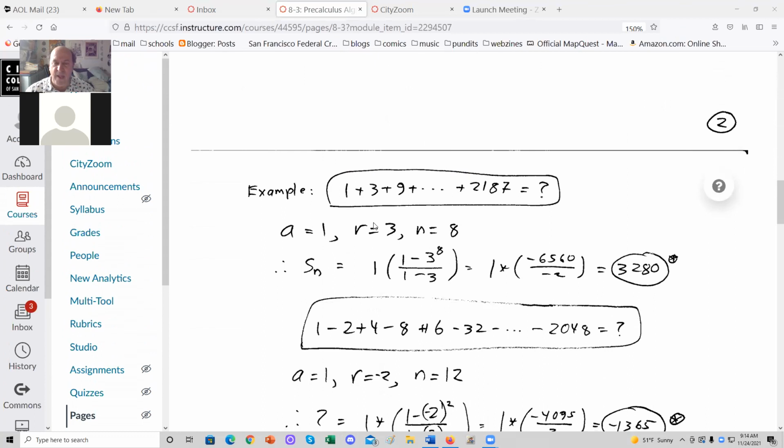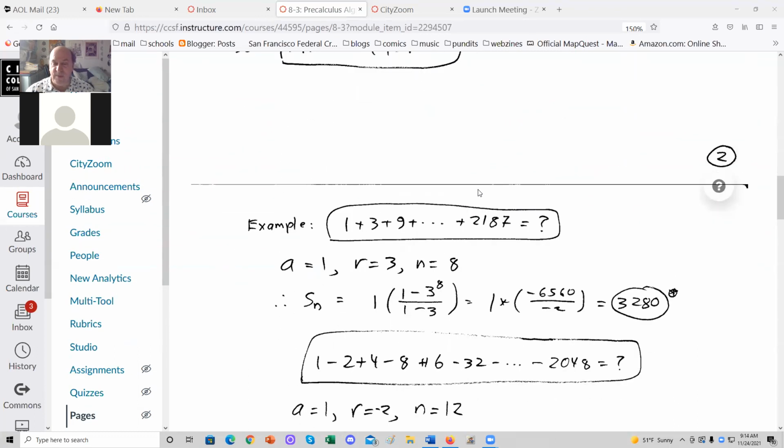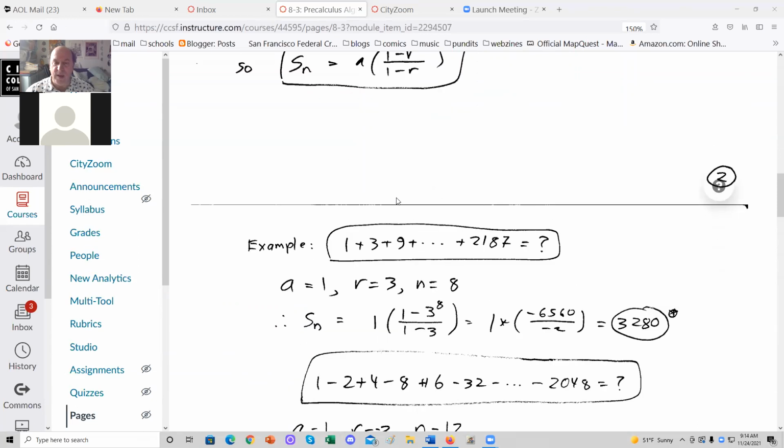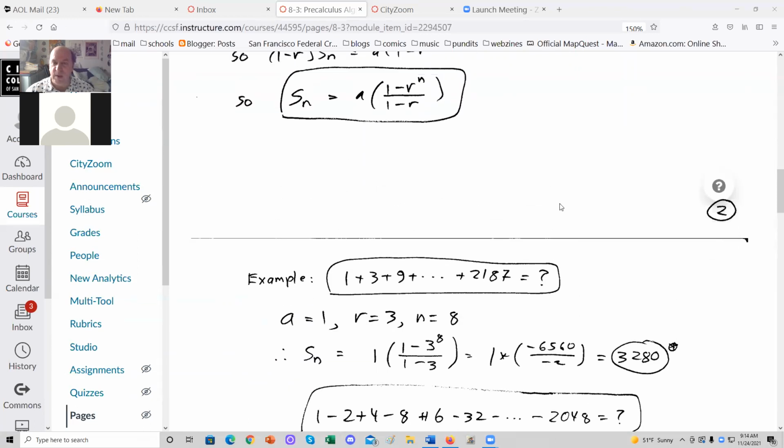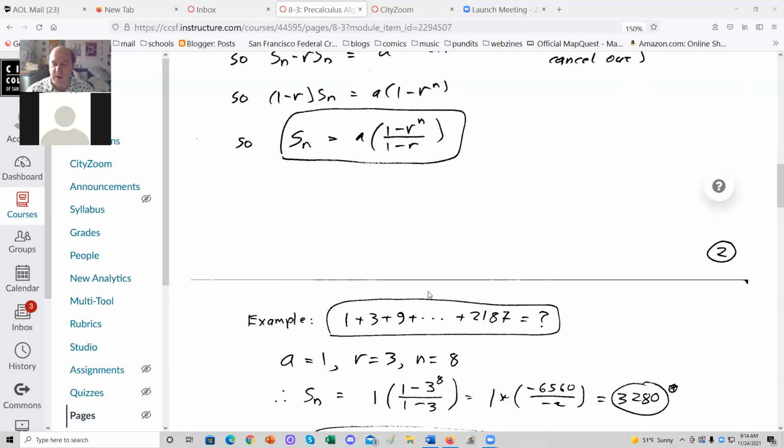So for example, 1 plus 3 plus 9 up to 2187. Okay, the initial term is 1, the common ratio is 3, and you can figure out that there are 8 terms. So the sum is a times 1 minus r to the n over 1 minus r, therefore 1 times 1 minus 3 to the 8 over 1 minus 3, which after a little bit of figuring is 3,280.